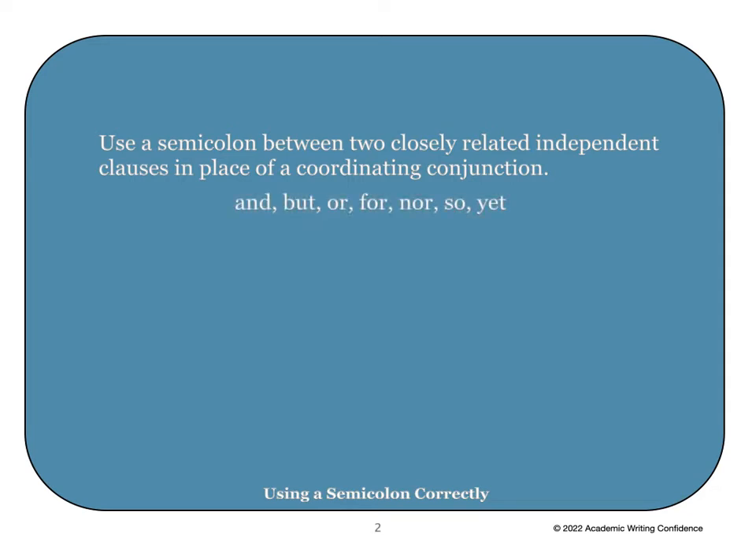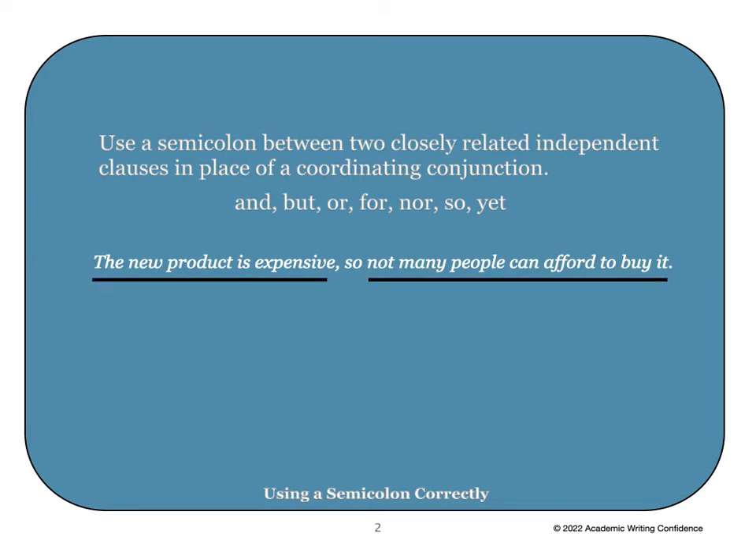Here are a few coordinating conjunctions that you might use in a sentence: and, but, or, for, nor, so, and yet. The new product is expensive, so not many people can afford to buy it. This sentence has two closely related, independent clauses. Each of these could make a sentence by itself. The new product is expensive. Not many people can afford to buy it. They are connected with a coordinating conjunction, the word so.